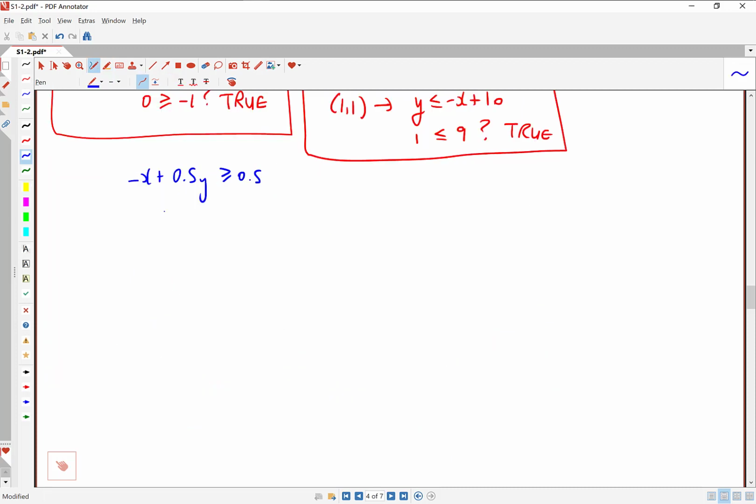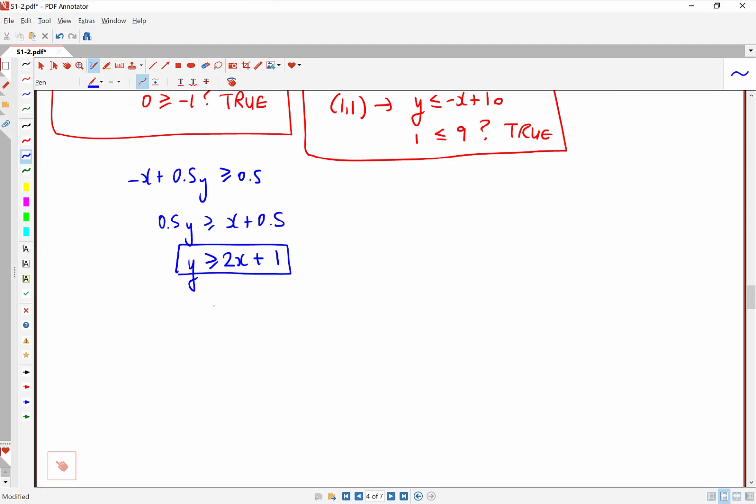We're going to get this inequality into standard form. Let's add x to both sides. And then let's multiply by 2 just to clear the 0.5 here. So 2 times 0.5 is 1. Therefore, we've just got a y there. Multiplying by 2 all the way across, you'd have 2x plus 1. So that's the standard form of our inequality.